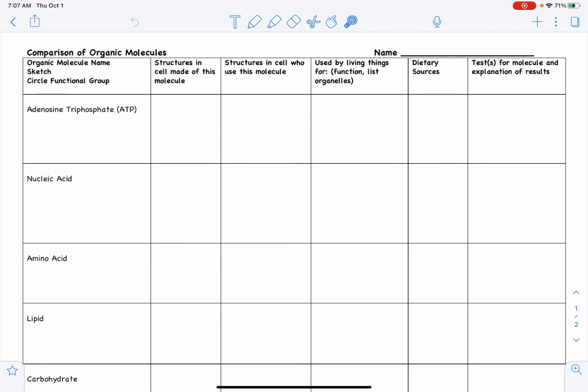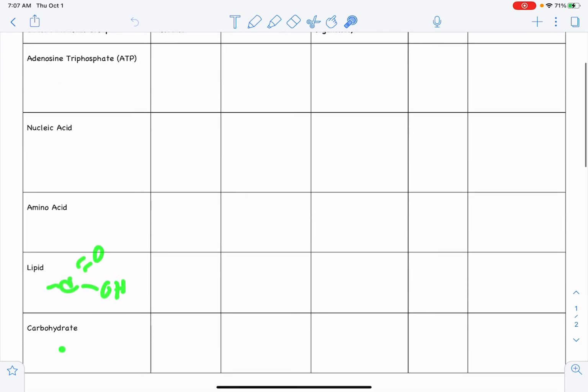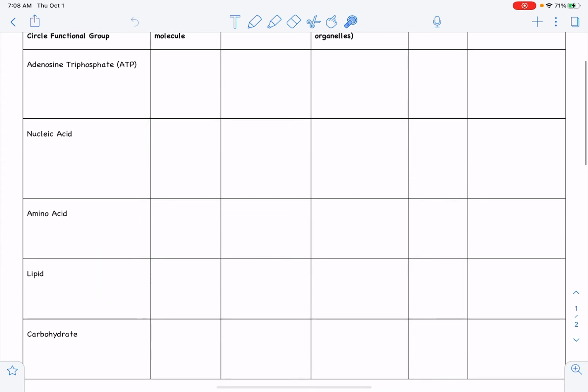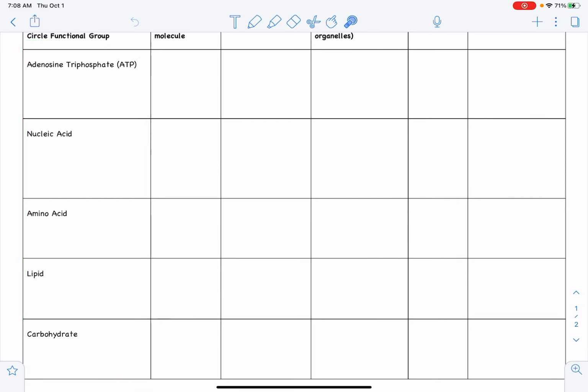That would be the phosphate for the ATP. It would be a carbon-nitrogen ring for the nucleic acid, an NH3, one of those guys, for amino acid, for lipid, a COOH, or just an OH for carbohydrate. That's the only column you're going to fill in right now. But that will give you a good idea of what you're going to be looking for.